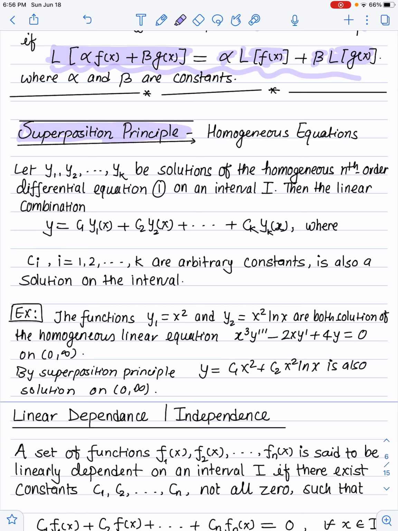Let y1, y2, up to yk be solutions of a homogeneous nth order differential equation on an interval I. Then a linear combination of those solutions is also a solution, and this is called the superposition principle. So by the superposition principle, y equals this is also a solution. That means we multiply each solution by a constant and add them. That is called the superposition principle.